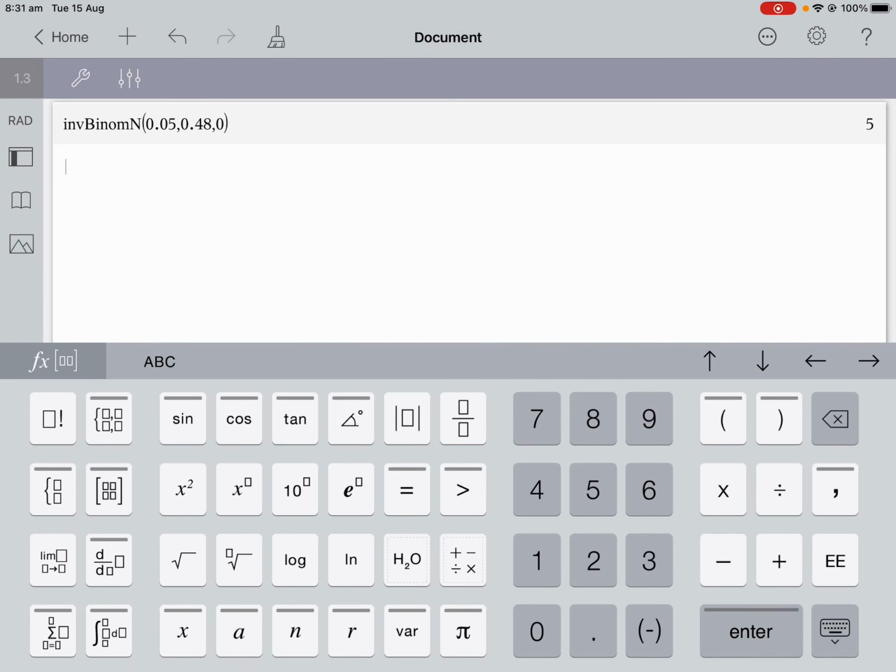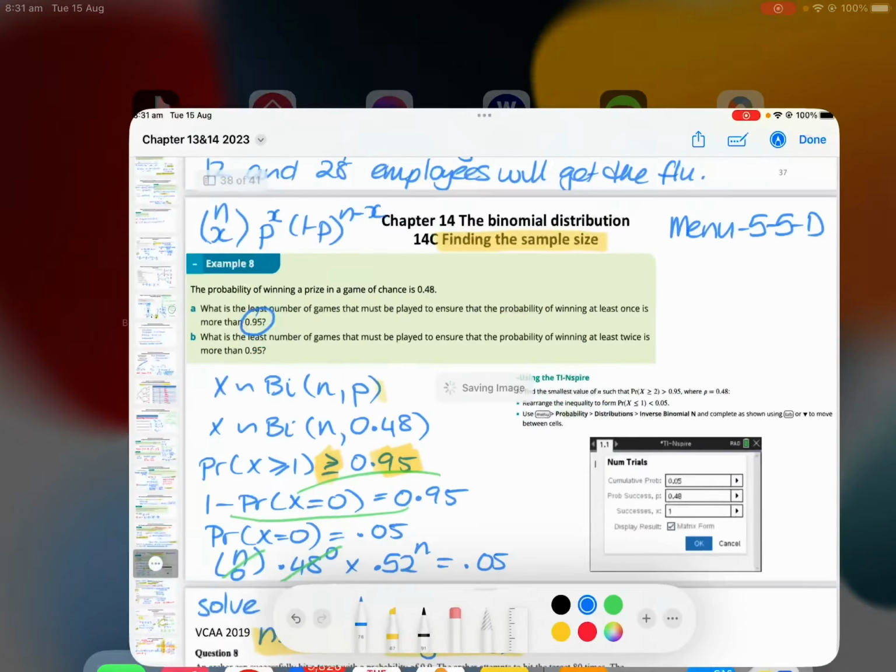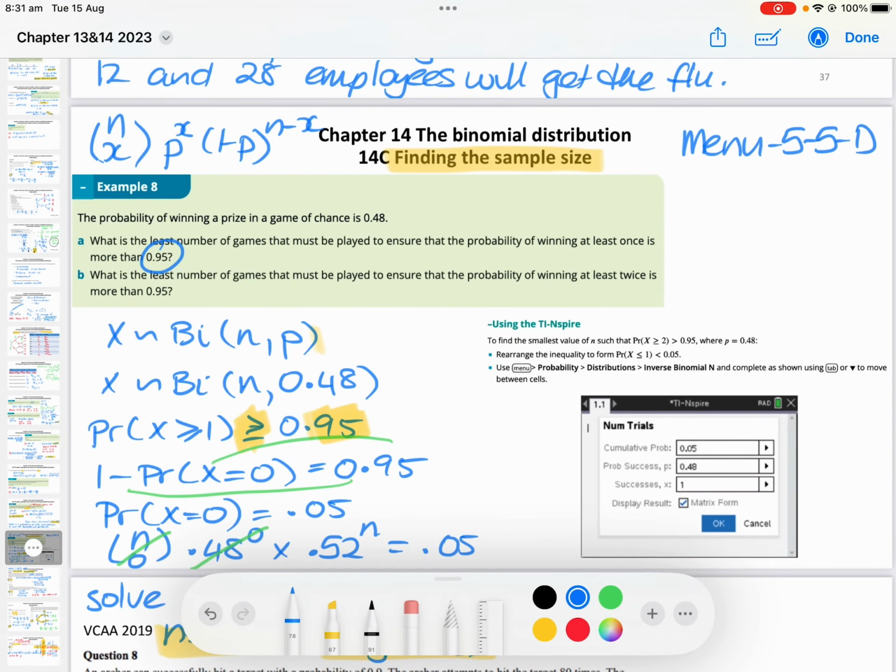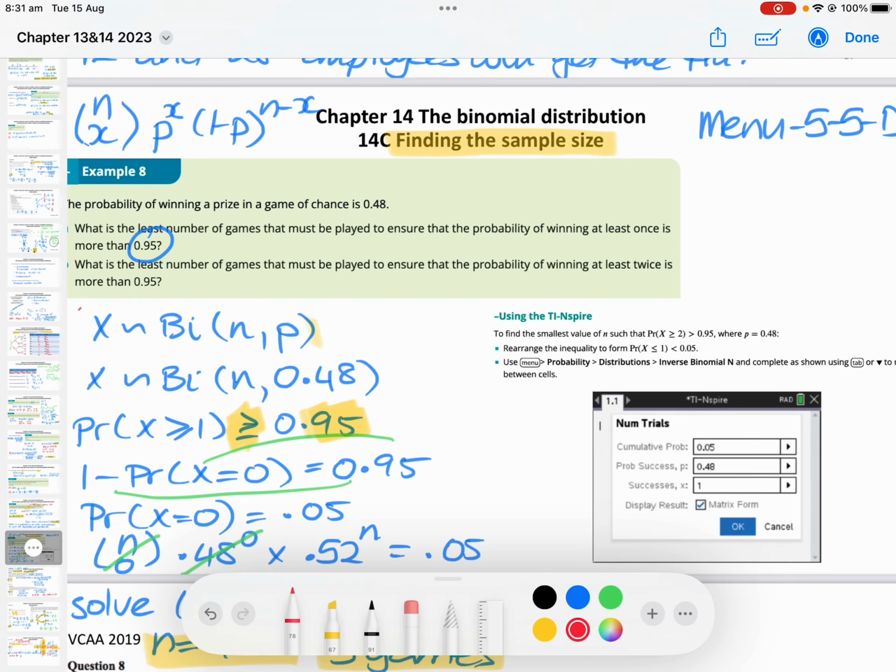So most of the time you will actually do it with a calculator, and when you do it that way it's really quick, but I did want to show you the by hand method because who knows what's going to come your way. So that's A.